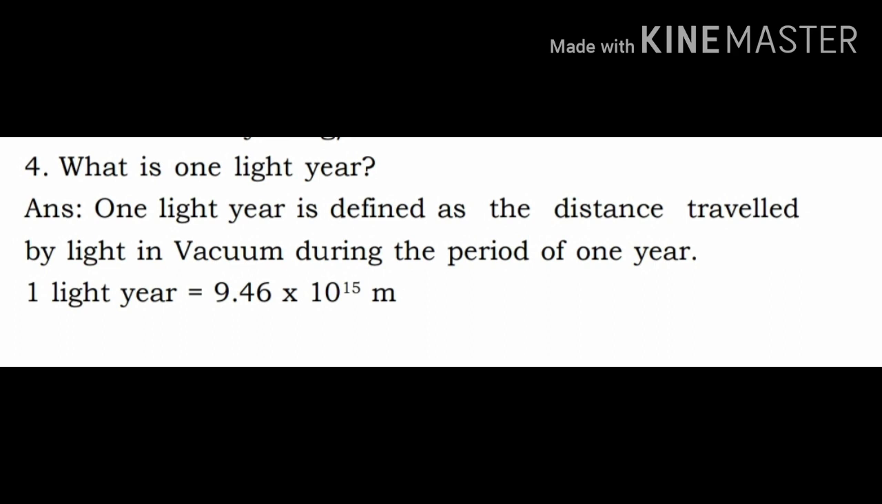Fourth one, what is 1 light year? 1 light year is defined as a distance travelled by light in vacuum during the period of 1 year. What is the value of 1 light year? 9.46 into 10 to the power of 15 meter.